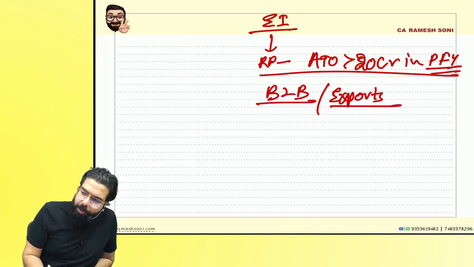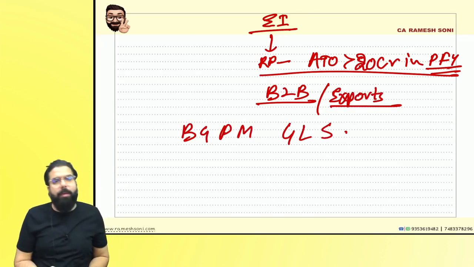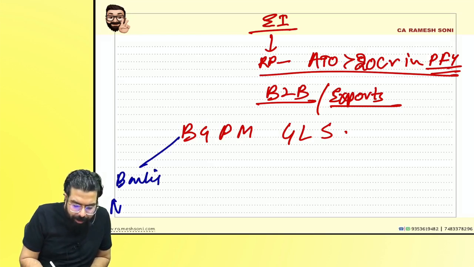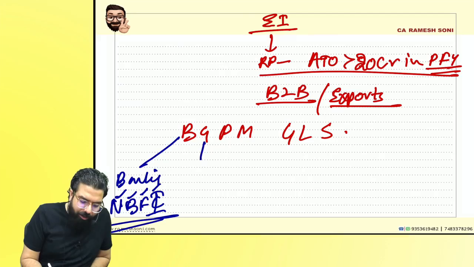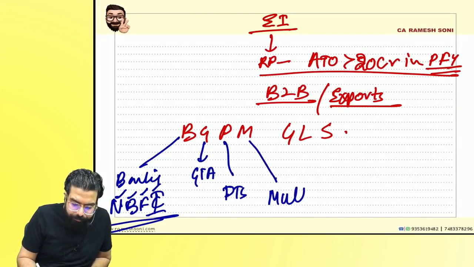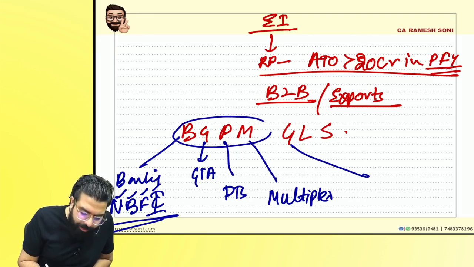Now e-invoicing provisions are not applicable if you are, sir, BGPM GLS. You have to remember what is B, sir. B for banking company. Banking company means NBFC, NBFI, financial institution and insurance company. G for GTA. P for passenger transportation service. M for multiplex, in the case of multiplex also it is not applicable. GLS, or BGPM, right?